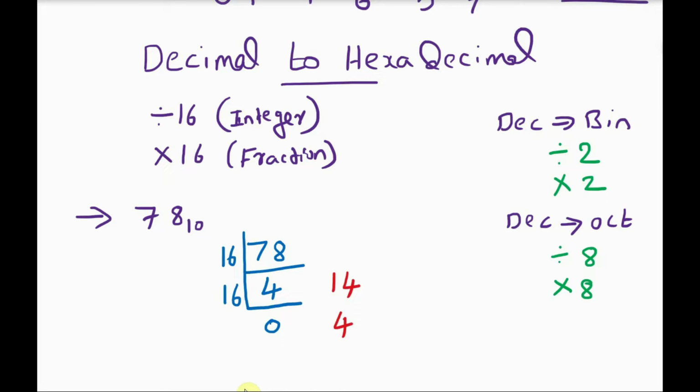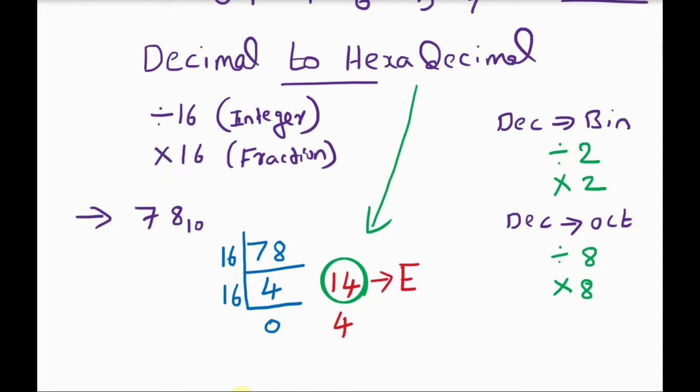But here there is a problem. This 14 is a decimal number and not a hexadecimal number. Actually we want to convert to hexadecimal, so what is the hexadecimal of 14? We have to rewrite it to the corresponding hexadecimal digit. The hexadecimal of 9 is 9, the hexadecimal of decimal 10 is A, then B, C, D, E, F. So 14 is E and 15 is F.